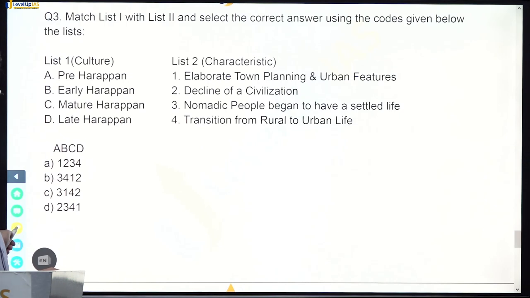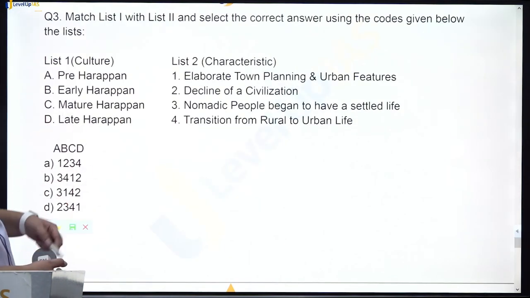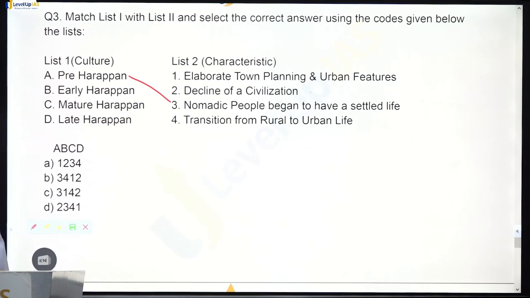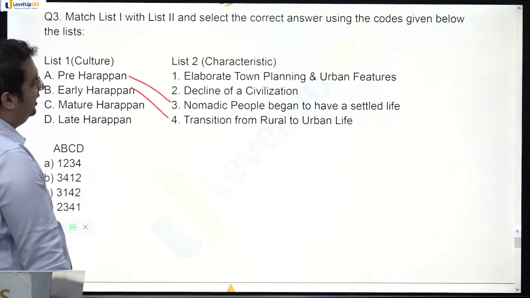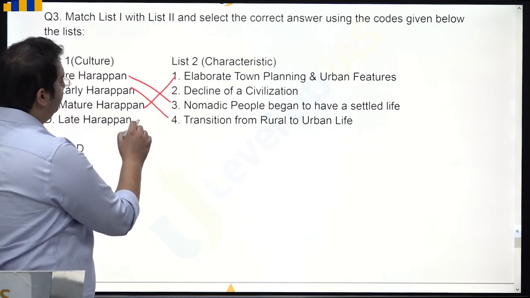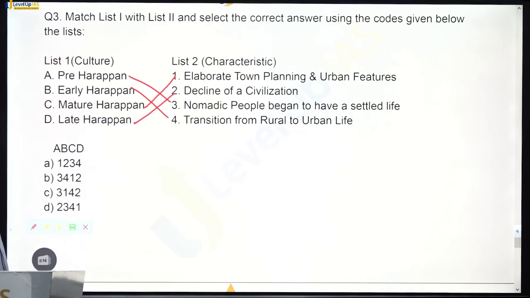Again, match list 1 with list 2. Culture and characteristics. Pre-Harappan, early Harappan, mature Harappan and late Harappan. Pre-Harappan? Nomadic people began to have a settled life. Early Harappan? Transition from rural to urban life. Mature Harappan? Elaborate town planning and urban features. And late Harappan? Decline of a civilization. 3, 4, 1, 2. Which option? B.